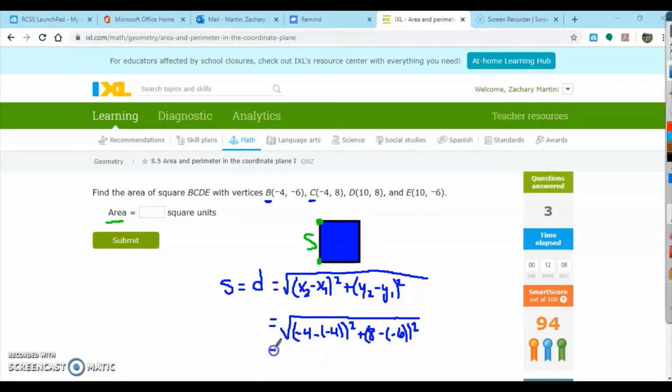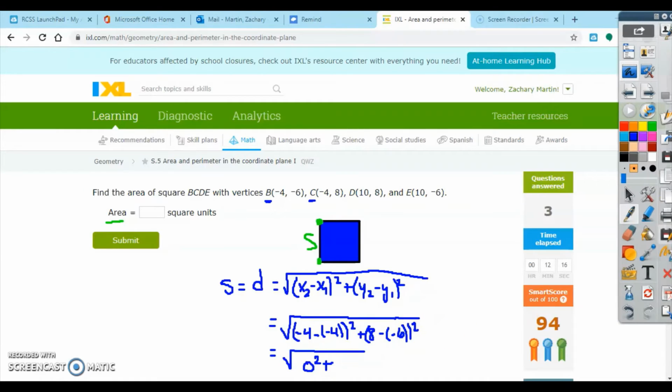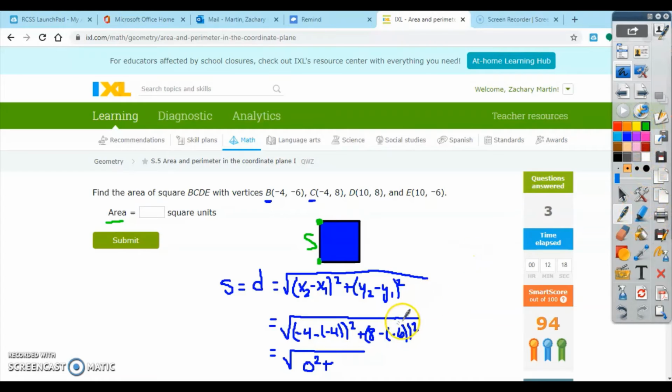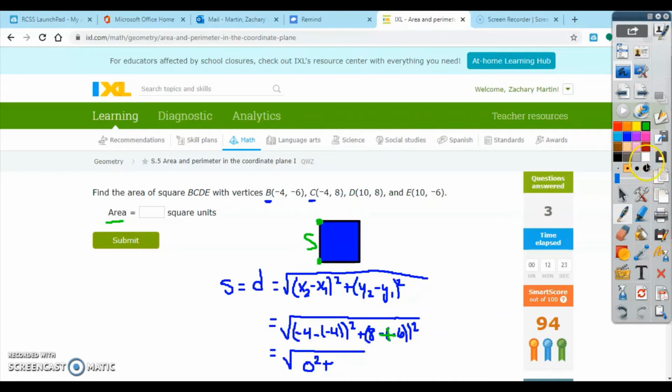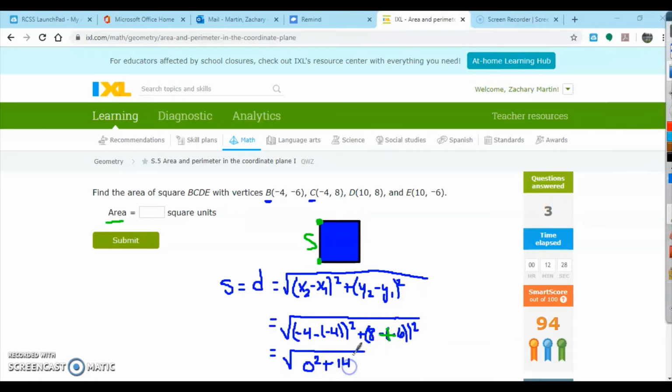So that equals the square root of 0 squared plus 8 minus a negative 6, squared. Keep in mind, when we subtract a negative value, that's taking away the negative, or basically adding the absolute value there. So adding that number. So that's 8 plus 6, that's 14 squared. Well, 0 plus 14 squared is just 14 squared. What's the square root of 14 squared? It's just 14. So the length of any given side on this square is 14 units.